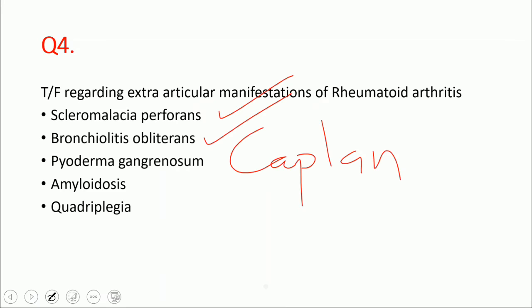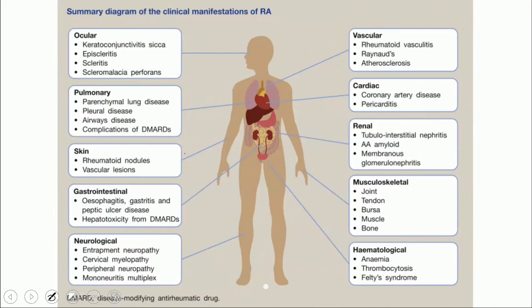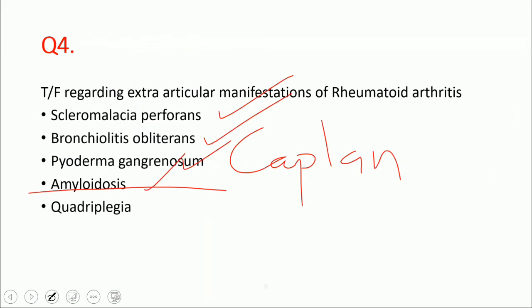Skin manifestations: ulcers, pyoderma gangrenosum, true. And rheumatoid arthritis patients can manifest nephrotic syndrome because of amyloidosis in the kidneys. So amyloidosis is correct as well. Now I briefly described this atlantoaxial subluxation. You have to be very careful with these patients when you're intubating them, you can cause cervical cord compression and quadriplegia. That is also true.